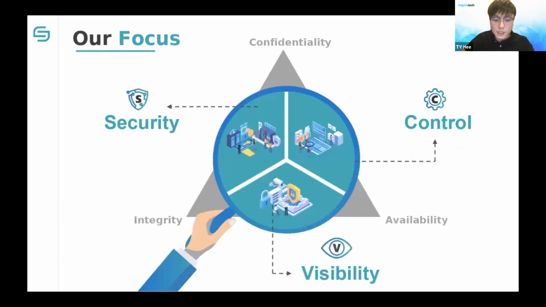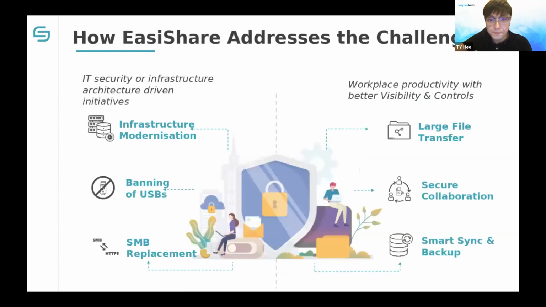In EasiShare, we focus on security, control, and visibility. On the security portion, we have authenticated access, and files are encrypted as well. OTP 2FA, watermark, view only mode, expiry, this kind of security. On the control part, we have security policies at the company, group, and user level. Besides that, on visibility, we have audit logs and very comprehensive reports. I'll show you in the demo.